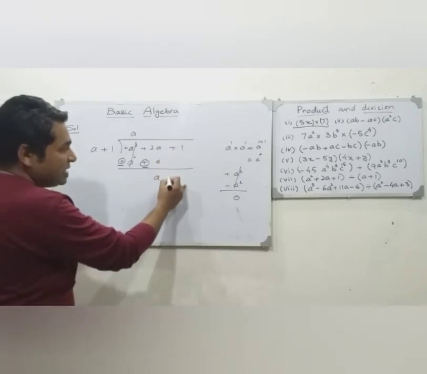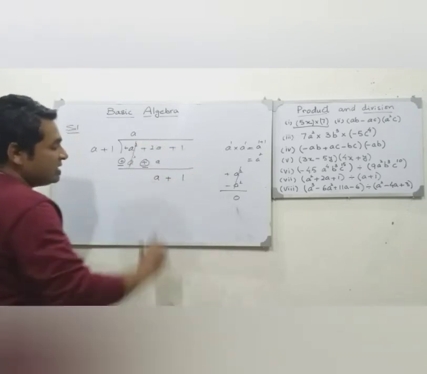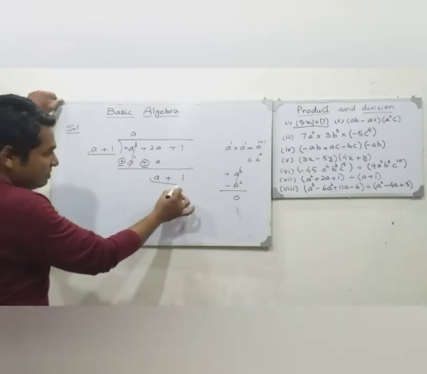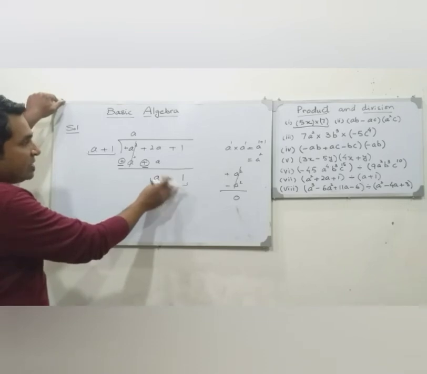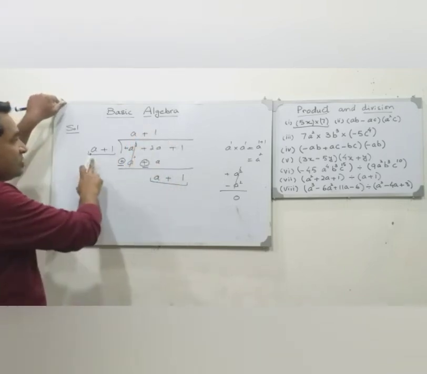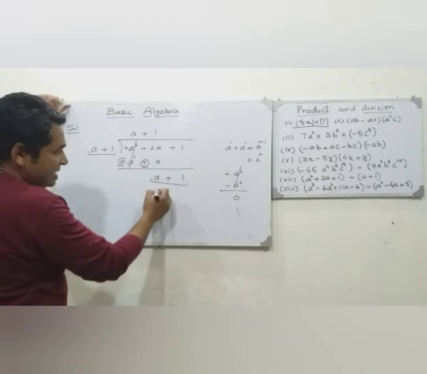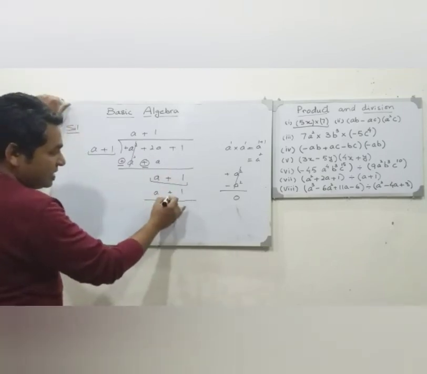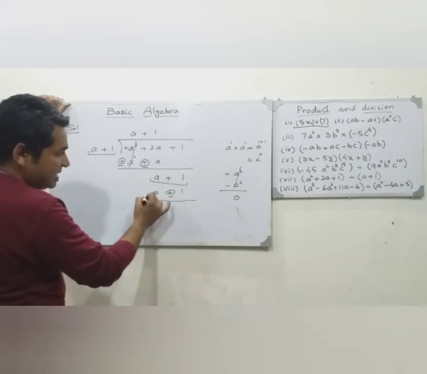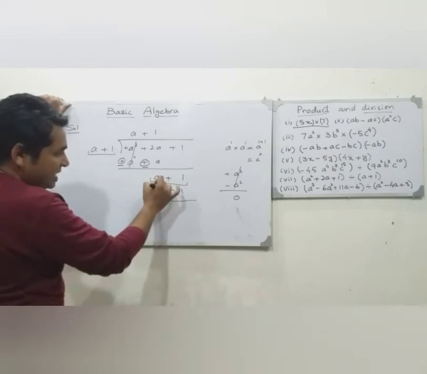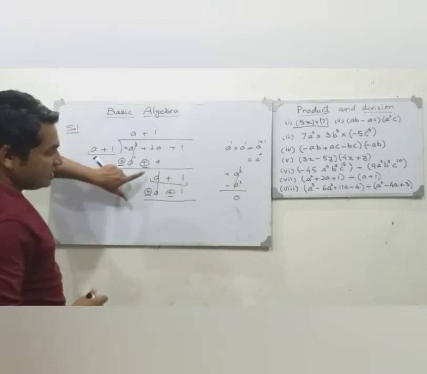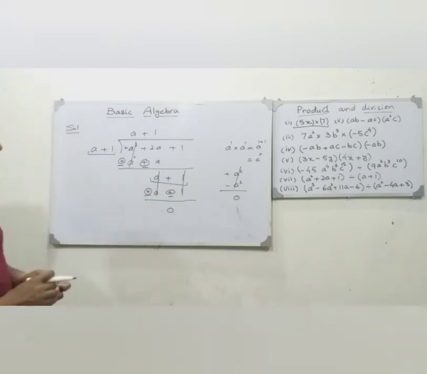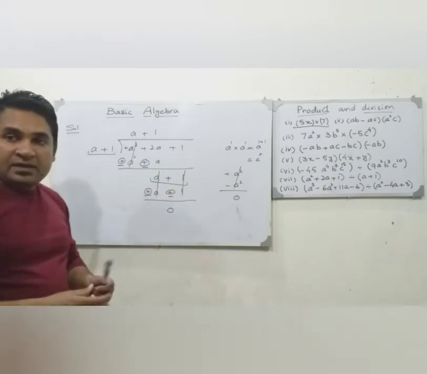And now we have this term which we will write here. Now you can see that this is a plus 1, this is also a plus 1, and to get exactly the same number we multiply by 1. So a plus 1 multiplied by 1 will be a plus 1, exactly the same thing we are getting. So we will change their signs. This is negative, this is also negative. A take away a cancels. 1 take away 1 cancels. Remainder is 0. So I hope that you are getting what I am explaining.